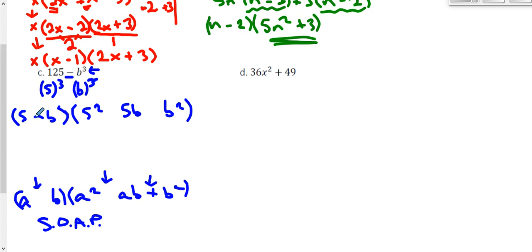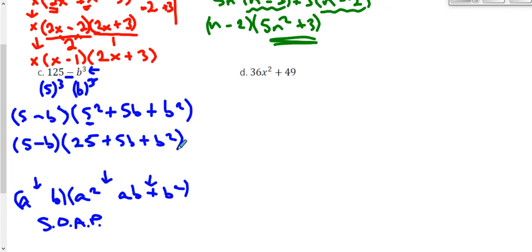Now the very last thing I can do is just simplify this a tiny bit. I actually know what 5 squared is, so my final answer is going to be 5 minus B times 25 plus 5B plus B squared. And that is finished being factored. I can't factor anymore. The second trinomial here, 25 plus 5B plus B squared, is not factorable. So that one's all done.